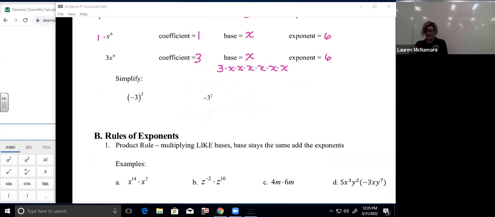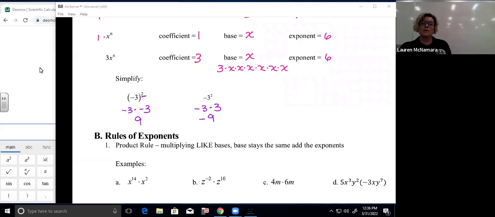Looking at (-3) squared, my base of my squared is the whole thing, which is -3. So you're actually looking at -3 times -3. That's when I get +9. Now the next example, I have -3 squared. My base is only 3. So written out, this looks like -3 times 3. That's why my answer here is -9. My base is 3, and that's what's being squared.